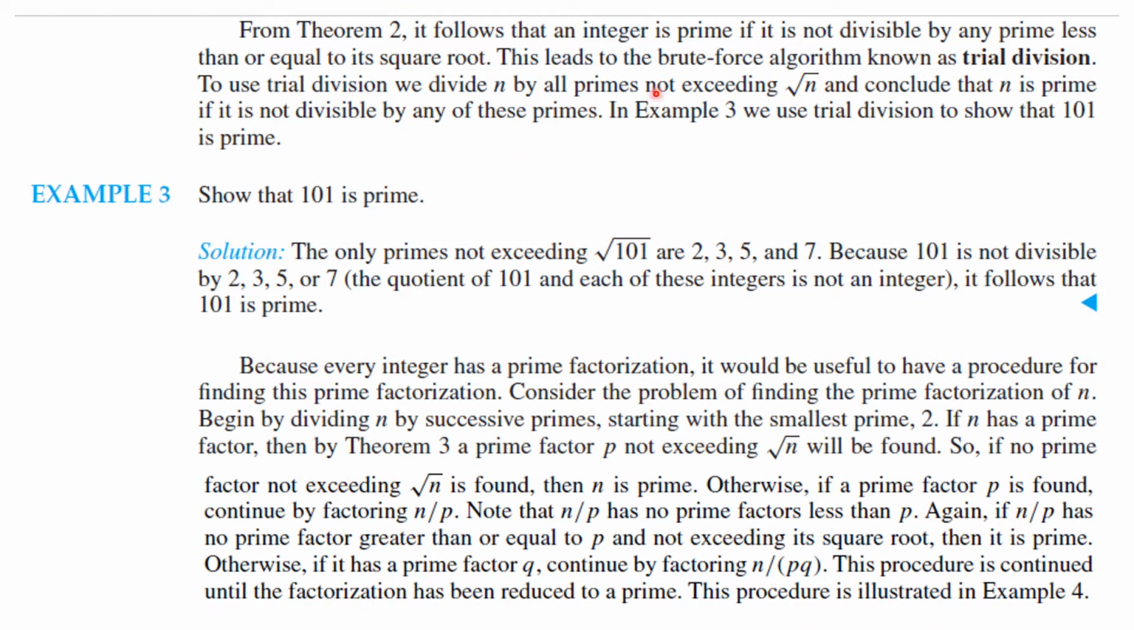Okay, so from that theorem it follows that an integer is prime if it is not divisible by any prime less than or equal to the square root. So this is a brute force algorithm called trial division. So let's use trial division to show that 101 is prime.